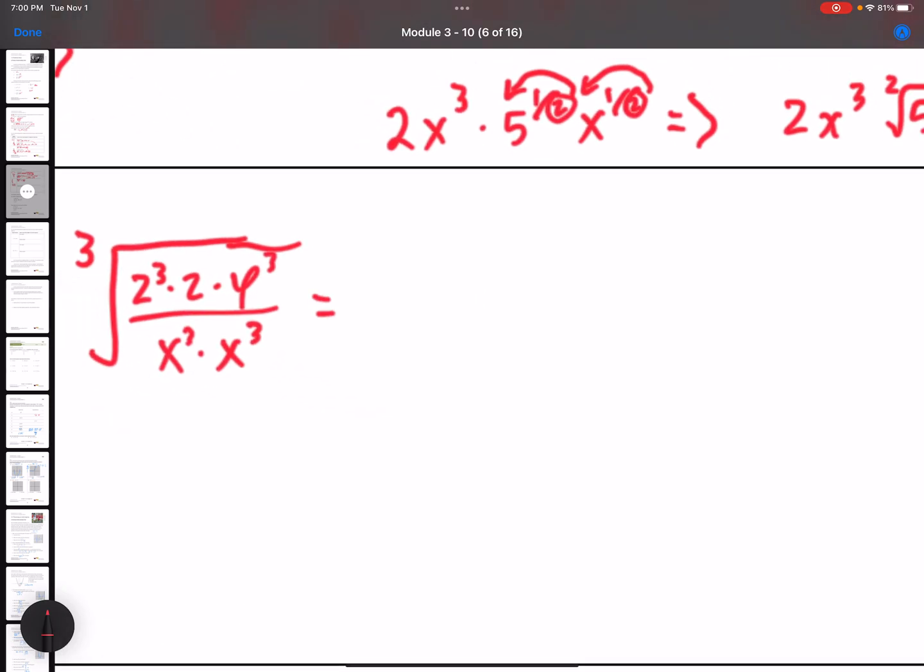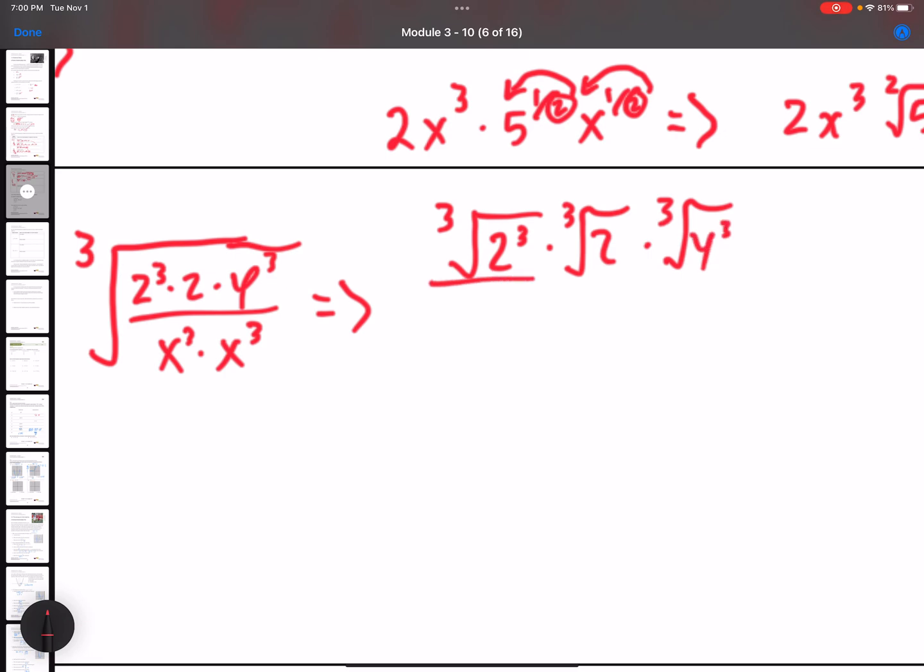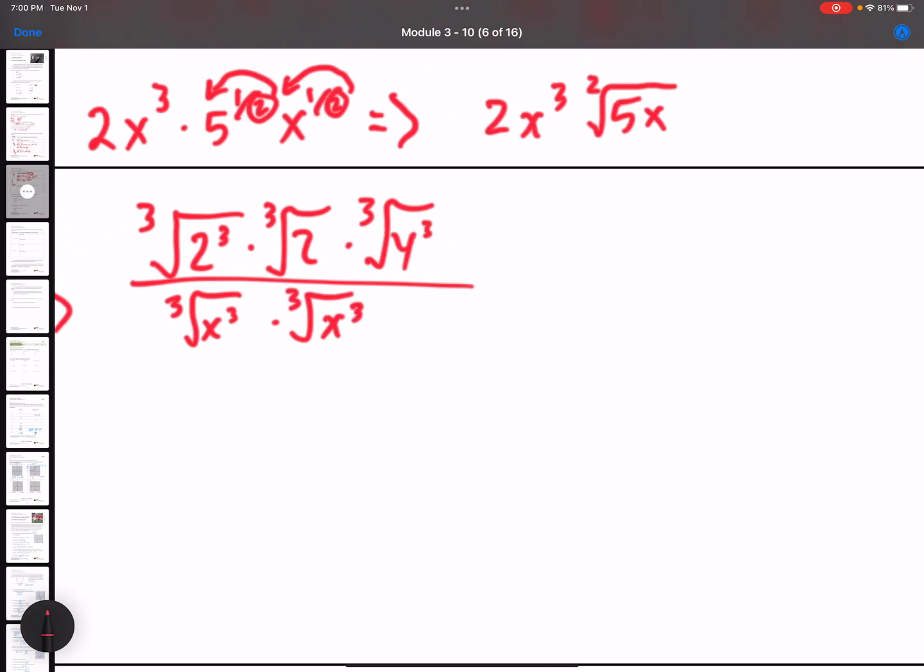So now I can, over multiplication, separate out all those cubed roots. So the cubed root of 2 cubed times the cubed root of 2 times the cubed root of y cubed. Now I have a division bar, but remember our rules, I can do the same thing over division. So it's the cubed root of x cubed times the cubed root of x cubed. Anything that I've set up to make it so that the cubes cancel, I've done that intentionally. Let's go ahead and cancel them. All right, we've got a whole bunch of cancellation.